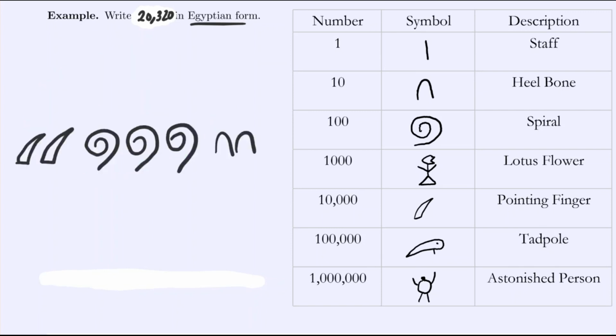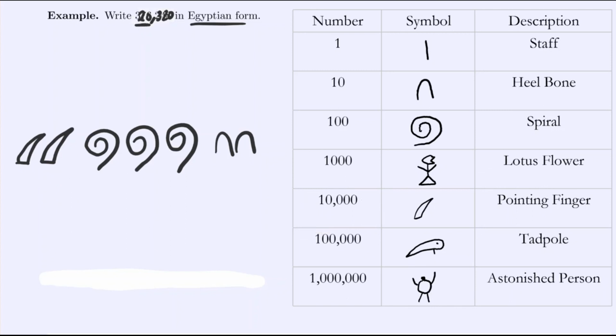Now with this, whenever we read this number, we would call it 20,320. To get 20,000, we need two 10,000s, which we see we've got here. So that's our 20,000. And then we've already accounted for the first two digits because 20,000 is just two 10,000s.